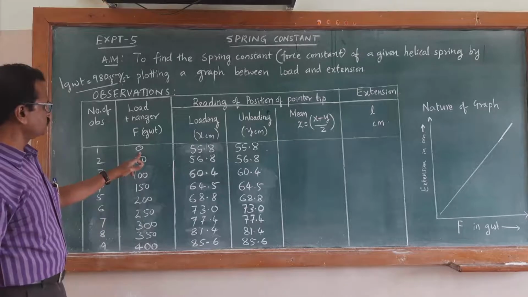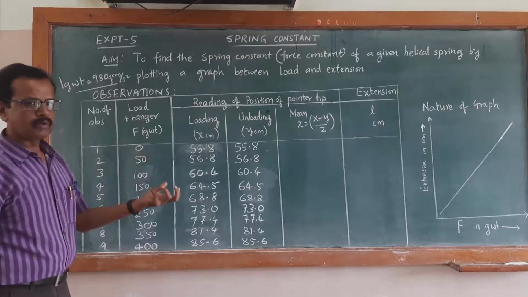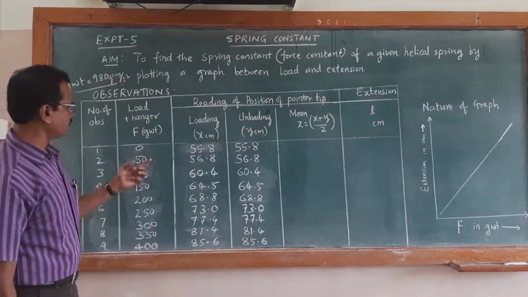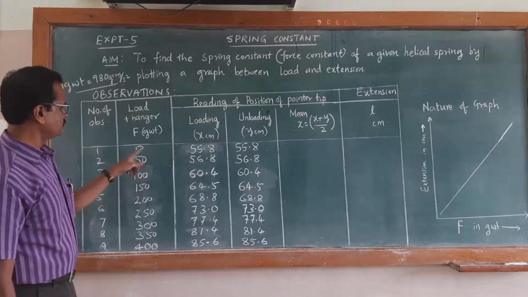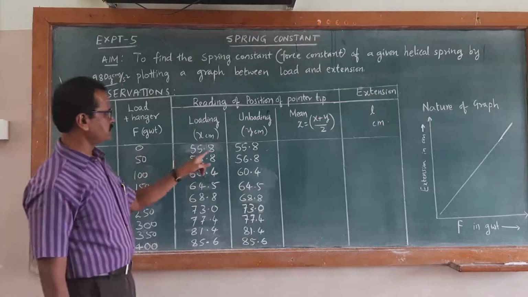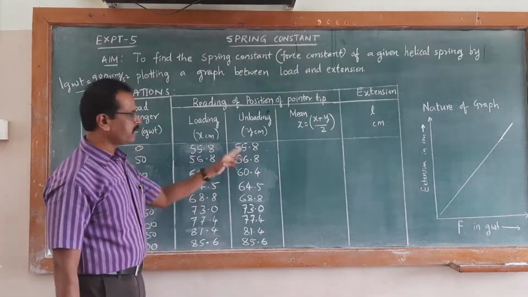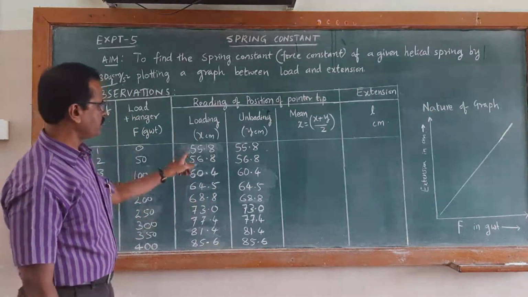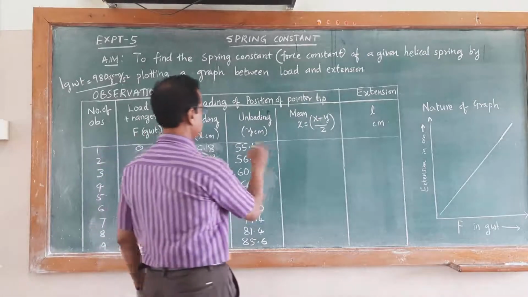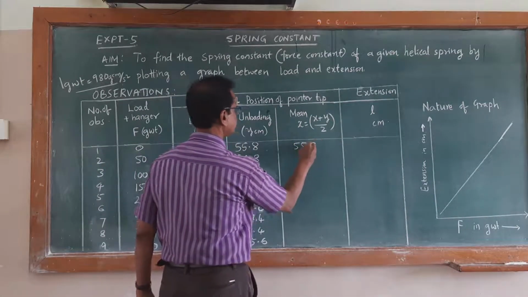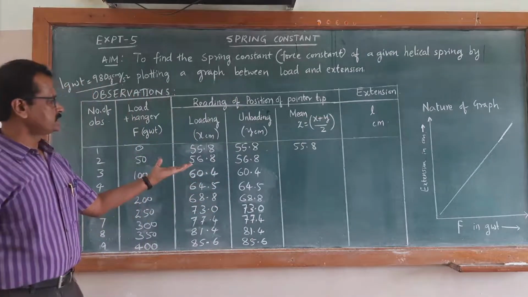So first 0 means when the load was not put, even the hanger was not taken in the spring. It is only the spring reading, pointer reading. So it corresponds to 55.8 while loading and while unloading. So these are the sets of readings. Now we have to take the average of this. Average of this is very easy now, because you see there is not much difference.